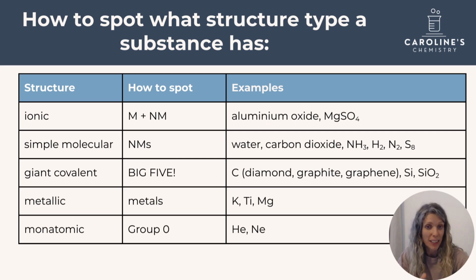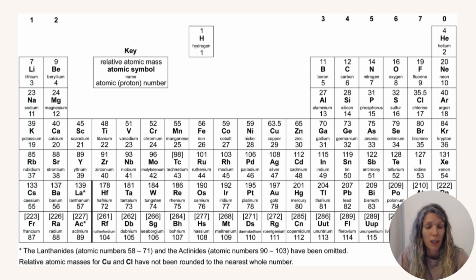So here's how to spot what structure type a substance has, starting with ionic substances. You are looking specifically for the combination of a metal and a non-metal. If you're wondering how to know if it's a metal or a non-metal, you can check on the periodic table. The periodic table is split into metals and non-metals. There is a dividing line that you'll need to remember, you won't be given it, that starts underneath boron and then steps down one, across one, down one, across one, like a staircase. On the left-hand side of that dividing line are the metals, and on the right-hand side are the non-metals.